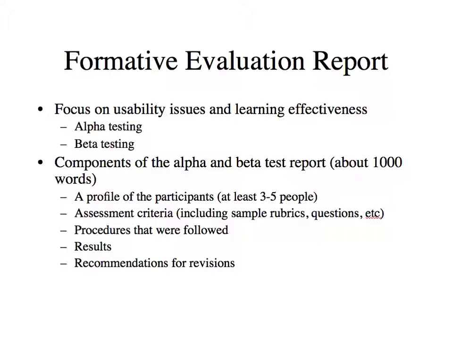Assessment criteria, including sample rubrics and questions. So in the beta test, you want to actually measure whether they're learning. You have to have some kind of a test, whether it's a product with a rubric associated with it or a multiple choice test, whatever it is that's going to measure it, that's what you've got to include. And then you've got to describe the procedures that were followed and then the results and what recommendations you have for revisions. And in most cases, it's not going to be recommendations for revisions. It's going to be the revisions that you implemented as a result of those tests, because these are all going to be in the past tense by the time you generate your final report.